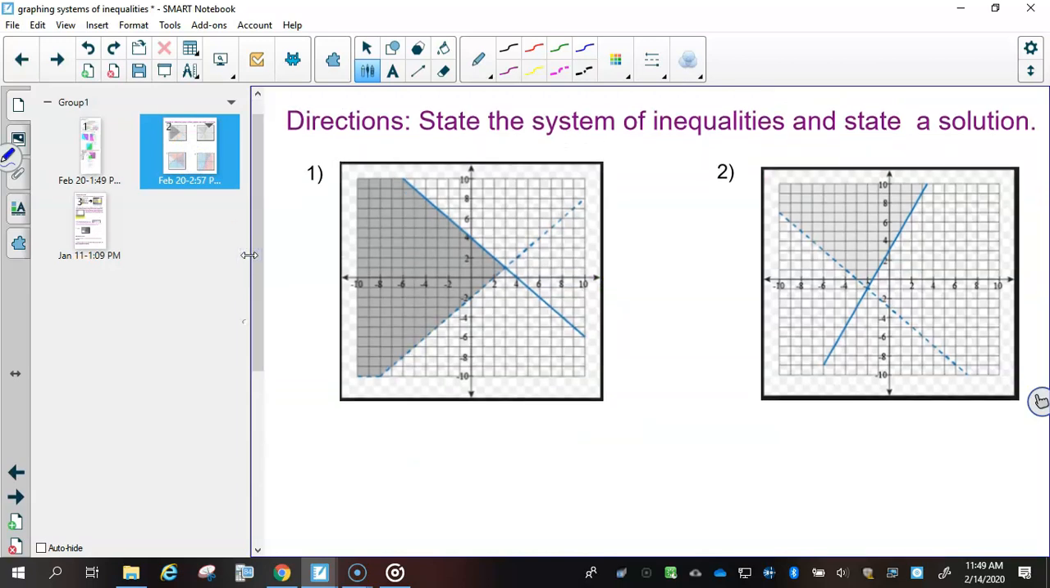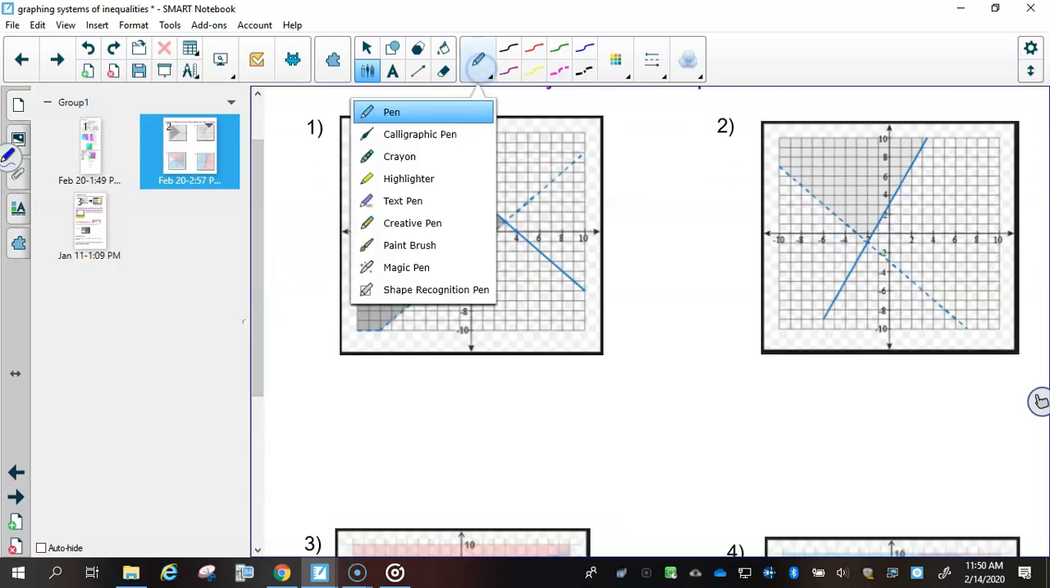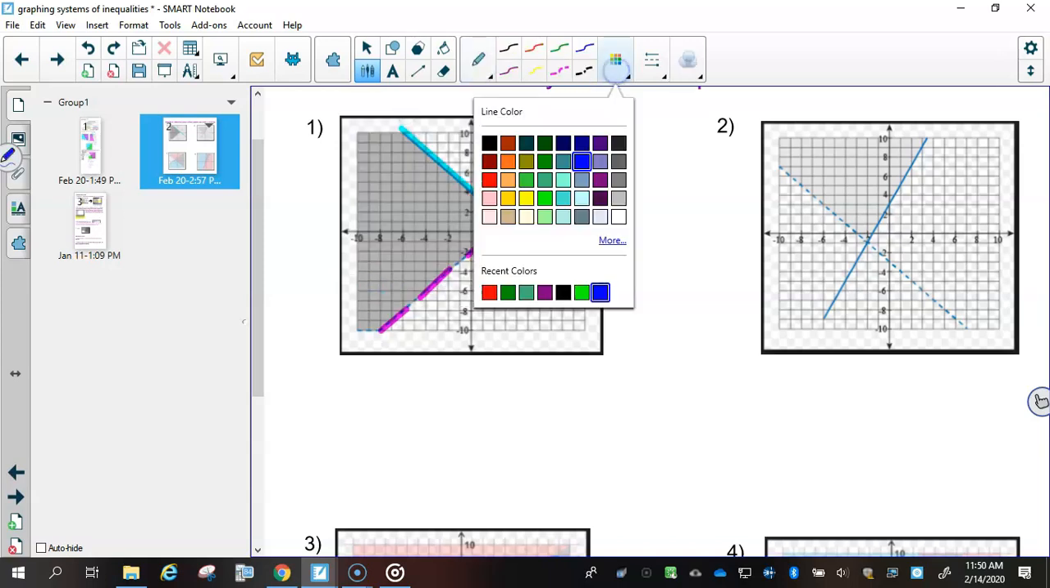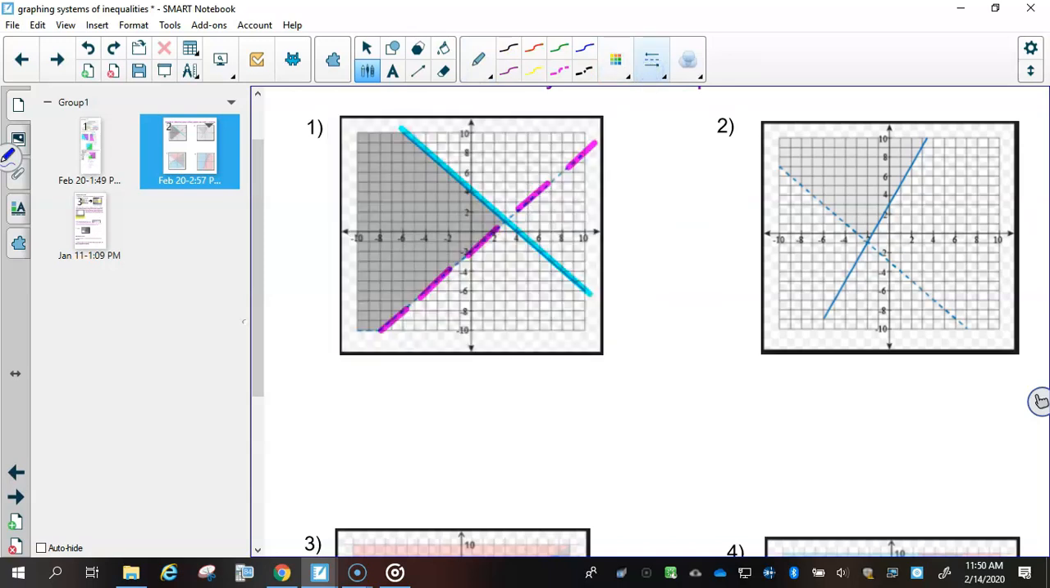For this last page, you are taking what we already did, writing your linear inequalities, and stating a solution that would fall in the shaded area. So let's do a couple together and then I'll let you try some. For my blue line, you can color them differently if you so choose. For my blue line, would this be greater than or equal to, less than, or less than or equal to?